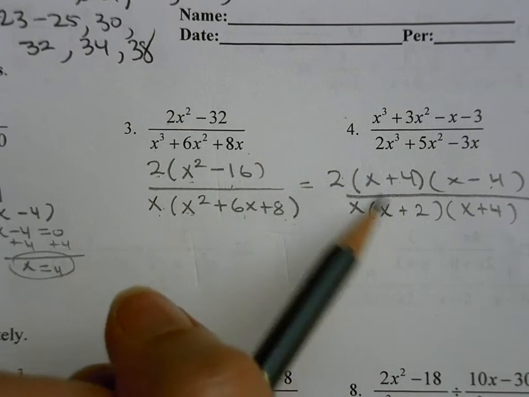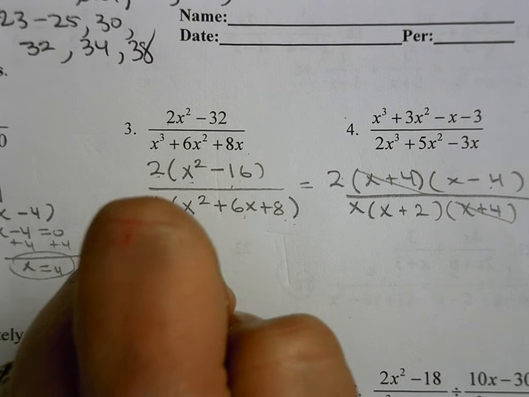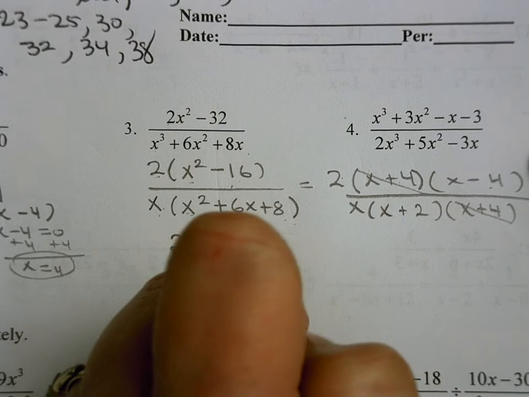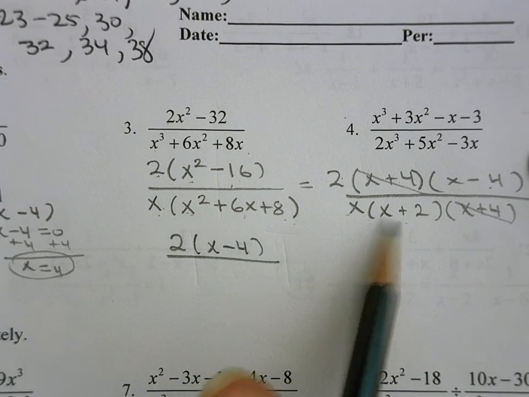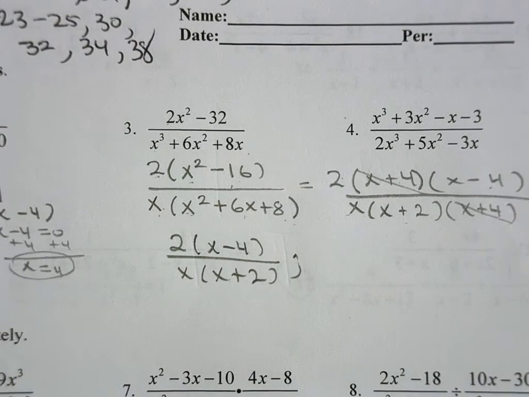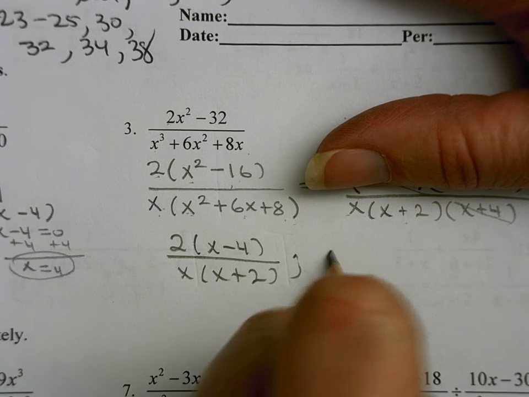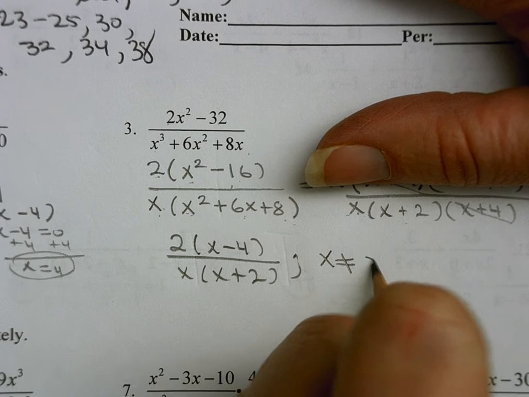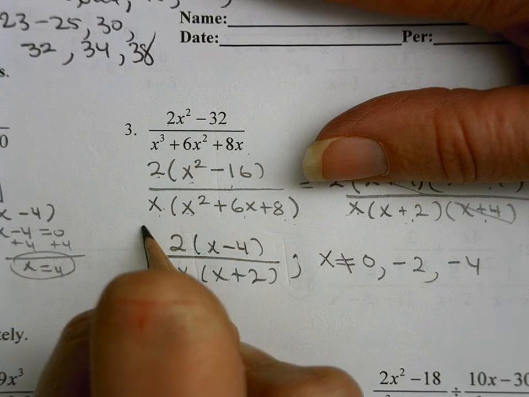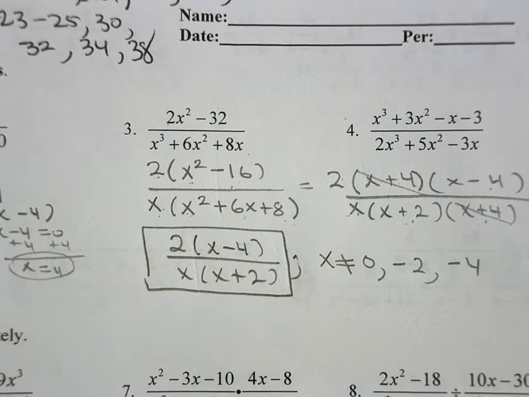So I can cancel any common factor, so x plus 4 is common, and then that's it. So I would have 2 in the numerator and an x minus 4. And in the denominator, I have the x and x plus 2. And then for my excluded values, I want to get that from my original factored denominator. So I know x cannot equal 0, -2, and -4. So there's my reduced fraction and my excluded values.